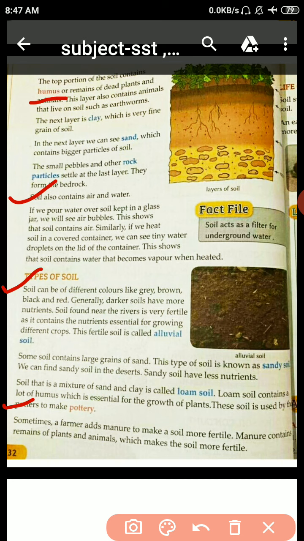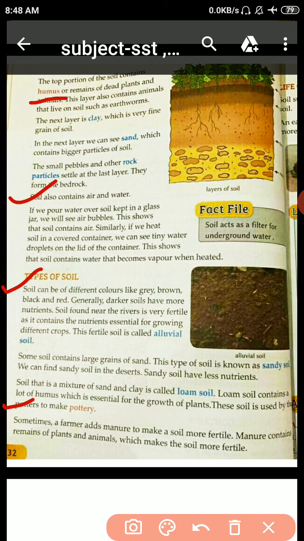Now the second is sandy soil. We find this type of soil in the desert area. Sandy soil has less nutrients. Some soil contains large grains of sand, so we also call it desert soil. The soil in the desert areas of Rajasthan is sandy. It is good for growing crops like wheat, gram, dates, etc. So first is alluvial soil, then sandy soil.